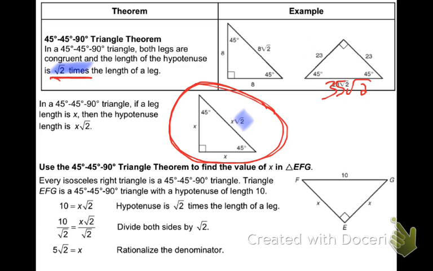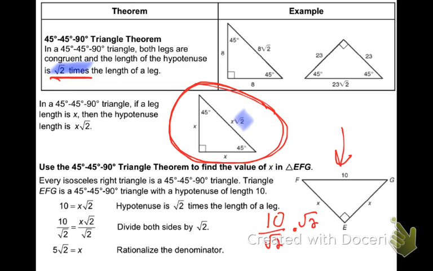Well, that's great when I have the square root of 2. But what happens if I have a problem like this, where now it gives me 10? What's my relationship always? 45-45-90 is all about the square root of 2. So if I have the hypotenuse, I want to divide, so really I get 10 over the square root of 2. Can I have a radical in the denominator? No.